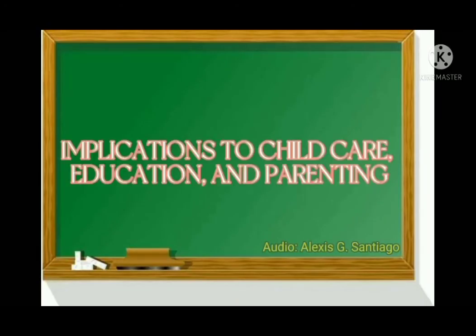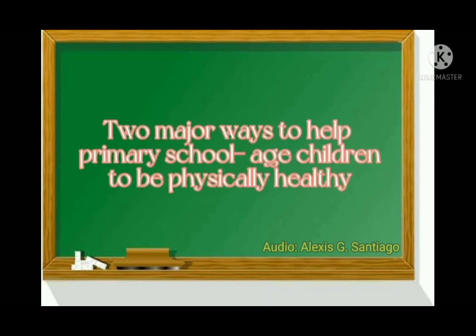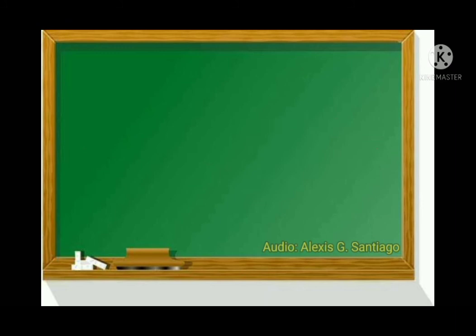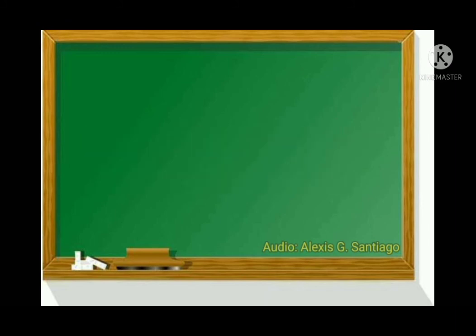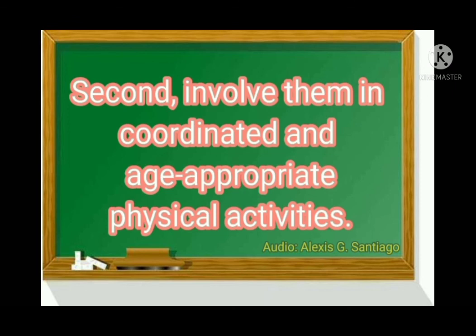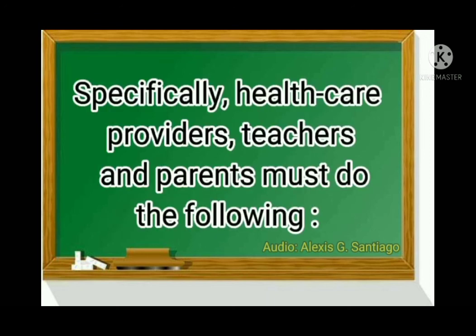Implications to childcare, education, and parenting. There are two major ways to help primary school age children to be physically healthy. First is to provide them with good nutrition. Second, involve them in coordinated and age-appropriate physical activities. Specifically, healthcare providers, teachers, and parents must do the following.